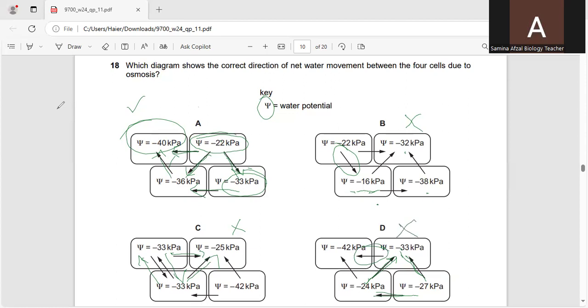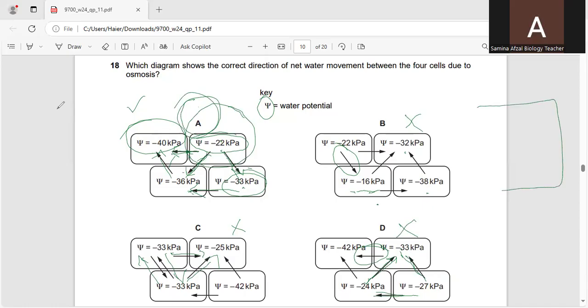Again, correctly see, students, that three arrows are moving from this side towards this side, and the cell is moving towards the end. It is also moving in this way and in this way. It means this cell is at higher water potential. So A is the correct option.